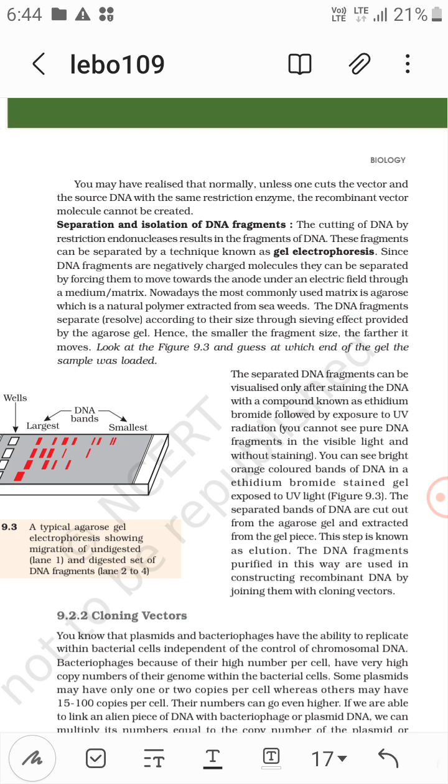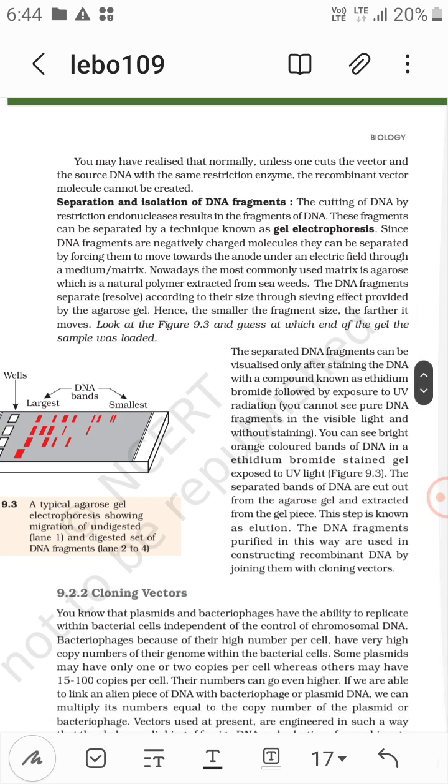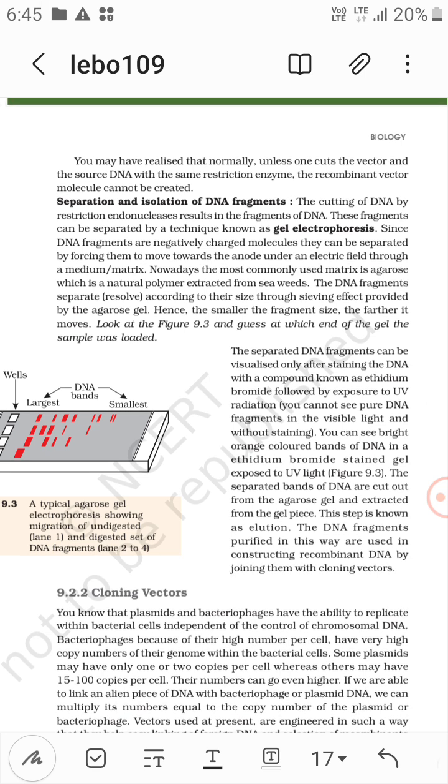Nowadays the most commonly used matrix is agarose gel, which is a natural polymer extracted from seaweeds. The DNA fragments separate, or resolve, according to their size through the sieving effect provided by the agarose gel. Hence, the smaller the fragment size, the farther it moves.